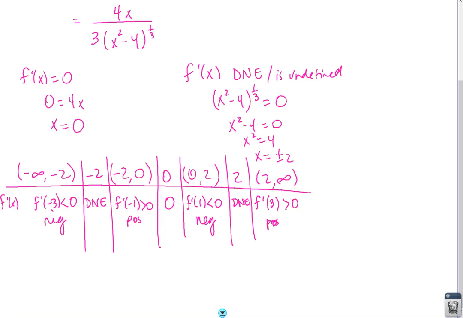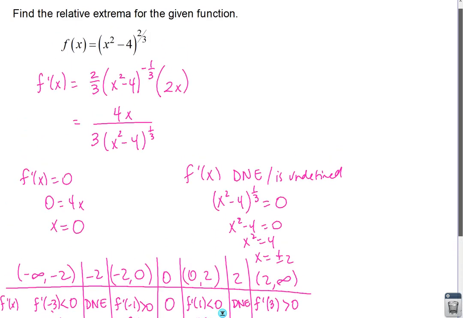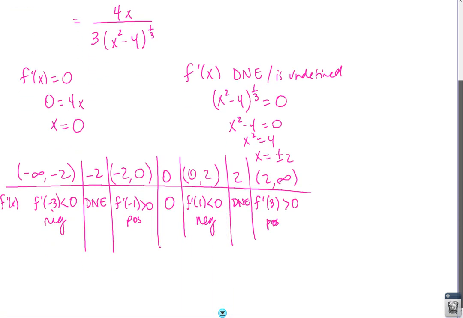Okay, so we're looking for relative extrema. So they don't necessarily need to know intervals of increasing and decreasing. They just want to know where the derivative changes from positive to negative. So here, my derivative changed from negative to positive. So that means on f of x, this is going to be a relative minimum. I want to specify relative because I don't know that it's the absolute. Okay, so that's a relative minimum.